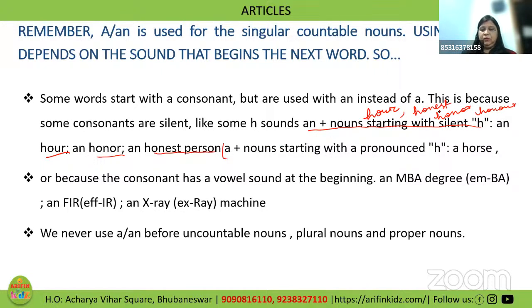So a plus a noun starting with a pronounced H, which means when the H is very audible, like when you say here, or hearing aid. So you will say a hearing aid, or a piece of hearing aid. When you say a highly educated person, in this case we say a, because the sound of H is very prominent.